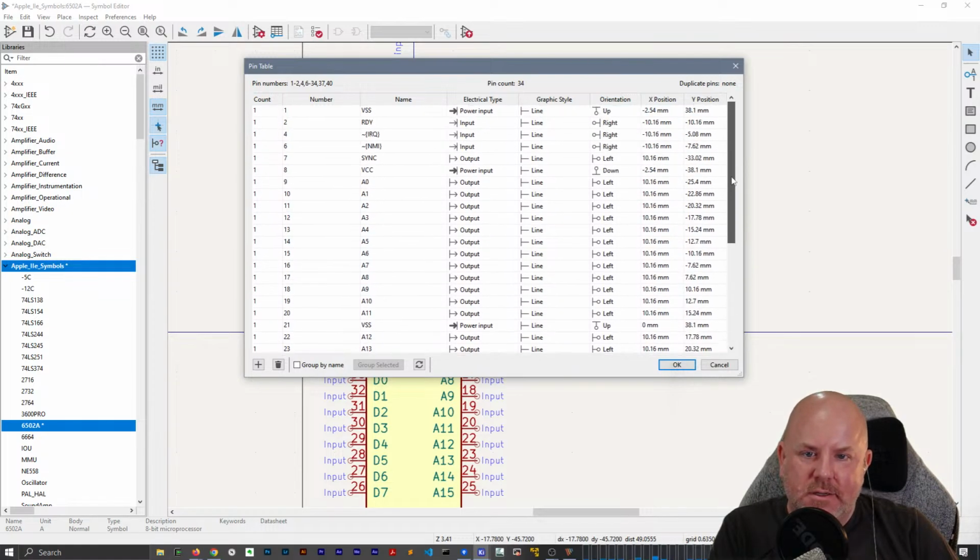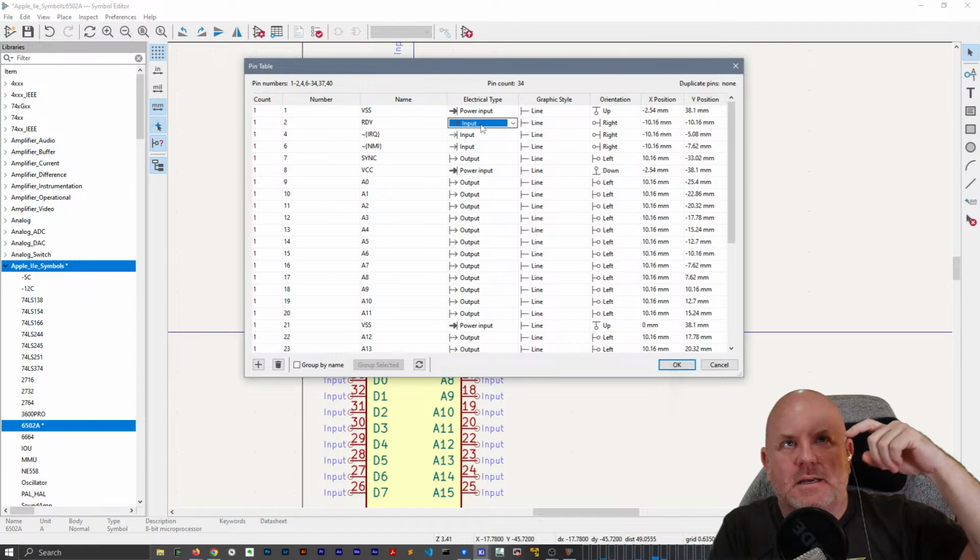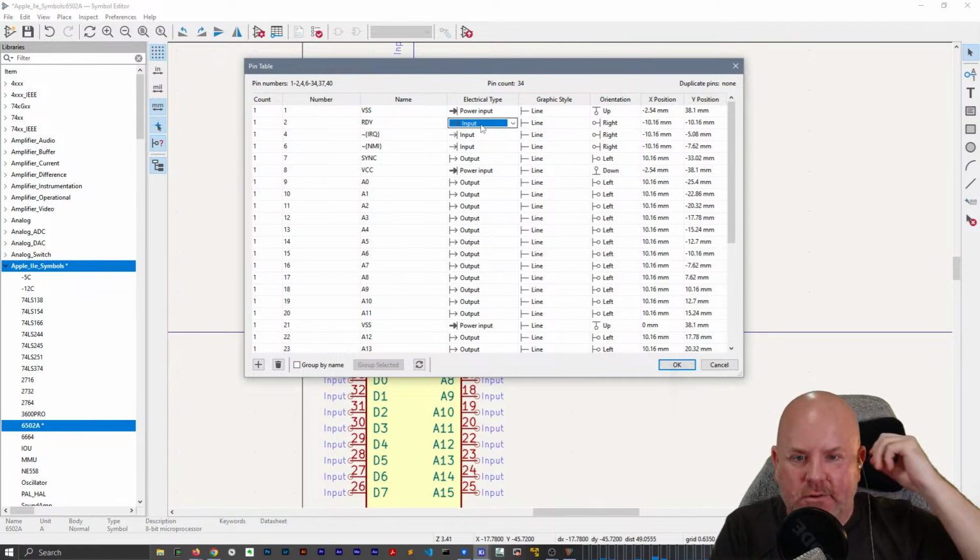All right. Let's go back up to ready. Ready I think is an input, right? Because you pull ready down, or am I thinking this wrong? Yeah, isn't it? You pull ready down. Yeah, because like in the Apple II, a card can pull ready down and that holds the processor. So that's an input.